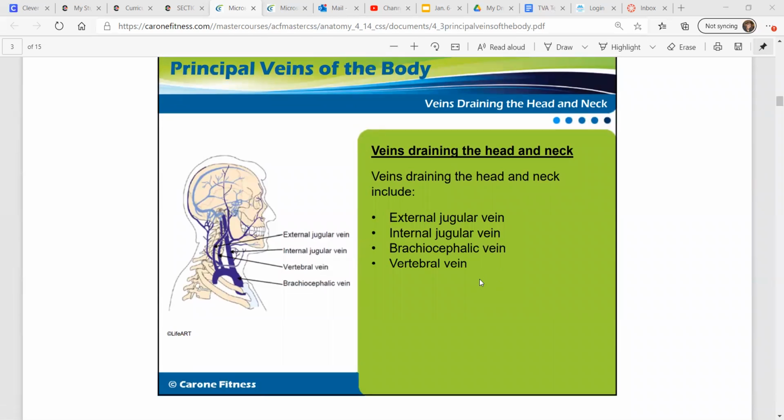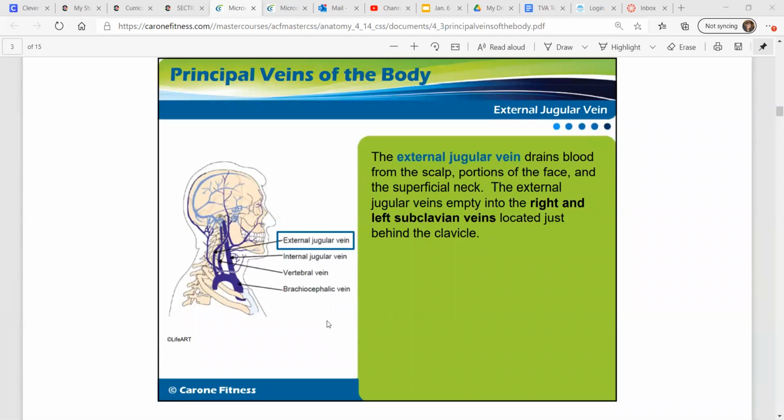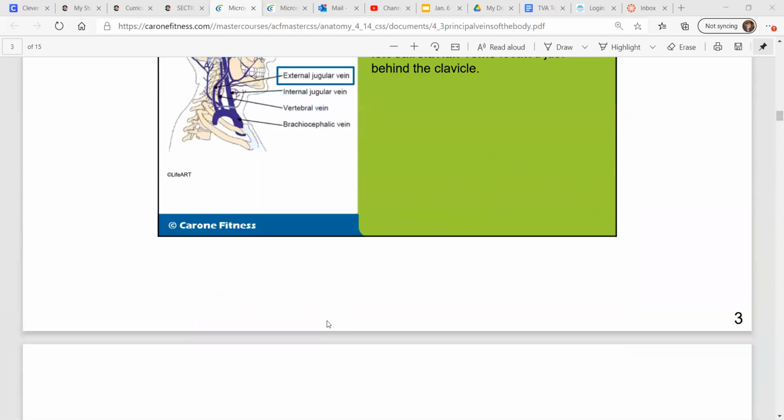Veins draining the head and neck. We have the external jugular vein, the internal jugular vein, the brachiocephalic vein, and the vertebral vein. You can see all of those here. The external jugular vein drains blood from the scalp, portions of your face, and the superficial neck. The external jugular veins empty into the right and left subclavian veins, located just behind the clavicle.